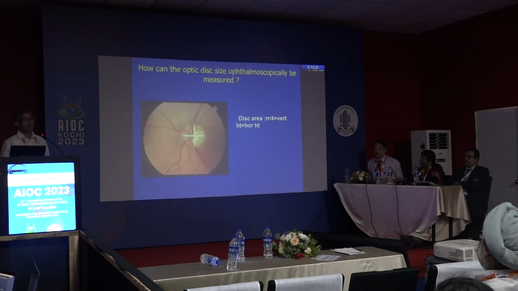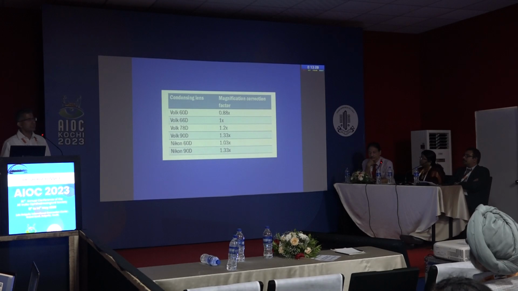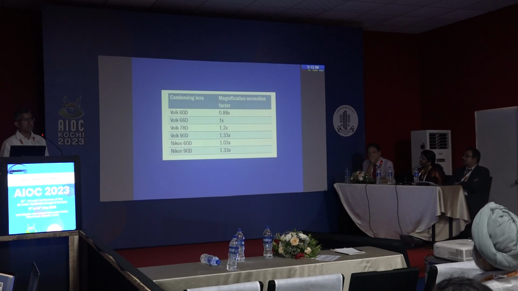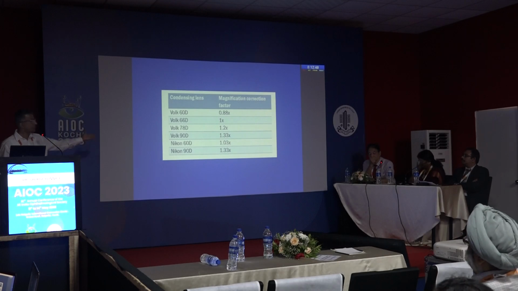Then you can assess the optic disc. If you really are mathematically inclined, you can use a formula to look at the disc area. But most of us would just look at the vertical disc diameter, and that will give you an idea of the disc size. Don't forget that each of the lenses available to you has different magnification factors. These are the magnification factors for the different lenses that you use. So if you're measuring on the slit lamp with the graticule and you get a measurement of 1.2, if you're using a VOLK 66D, that's exactly what the vertical height is. If you're using a VOLK 90D, you need to multiply that by 1.33, that's all.